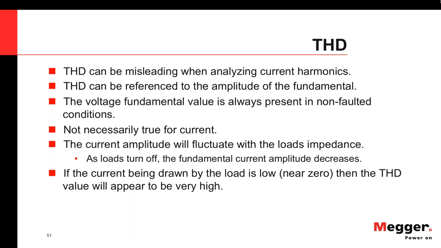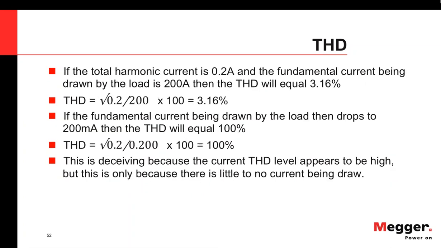Now, as I said, THD can be misleading, because I can look at voltage THD, and since the voltage is pretty much always present, I always have a good reference for the THD value. So just for ease of calculation, if I have 2 volts of THD and 100 volts of fundamental, I get 2% THD. But how does that work with current?